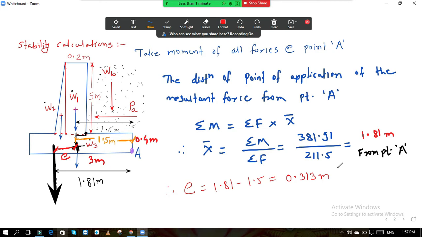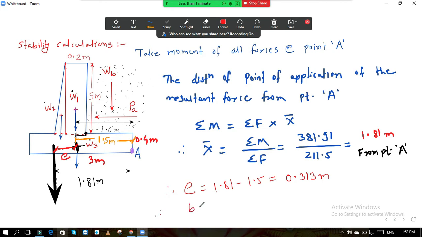And that kern of the section, or that distance, for a rectangular section is b by 6 and d by 6. You must have heard this term in second or third year. So it is b by 6 and d by 6. So your eccentricity should not be greater than b by 6 in this case.